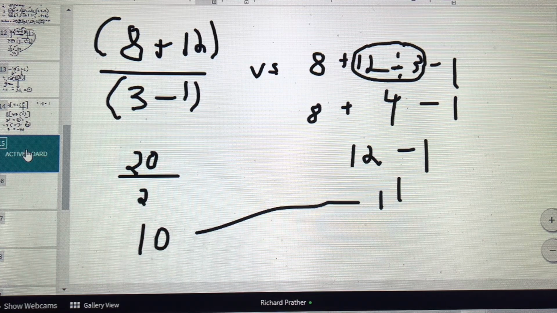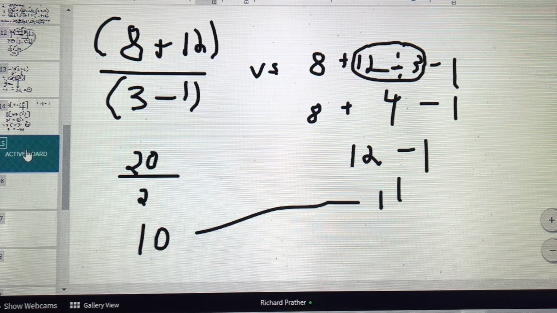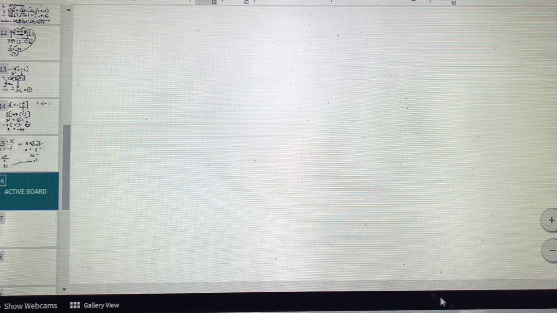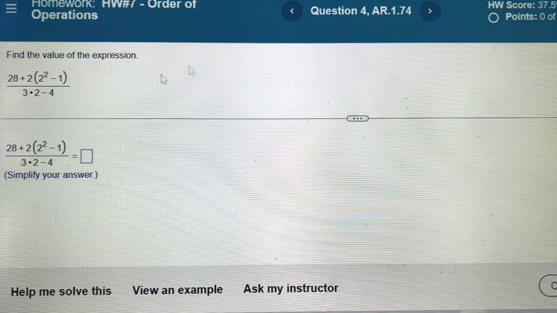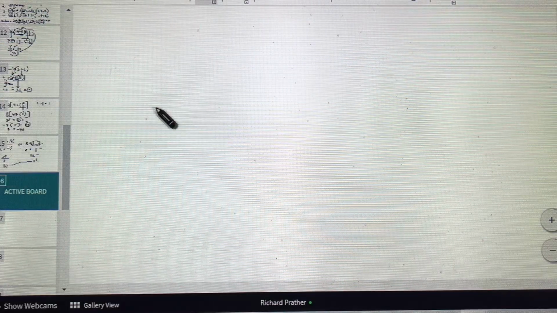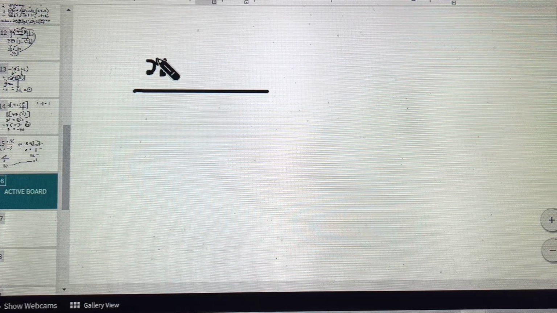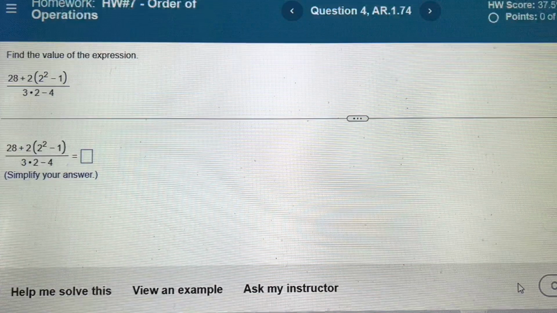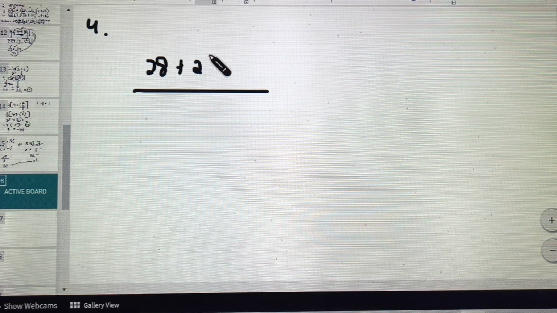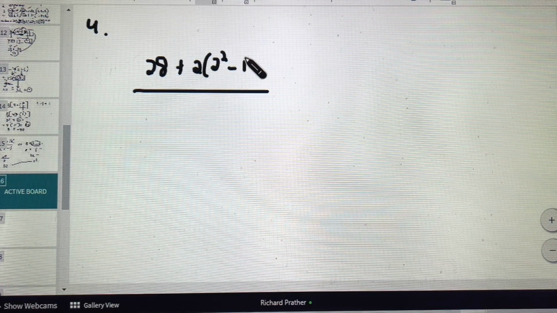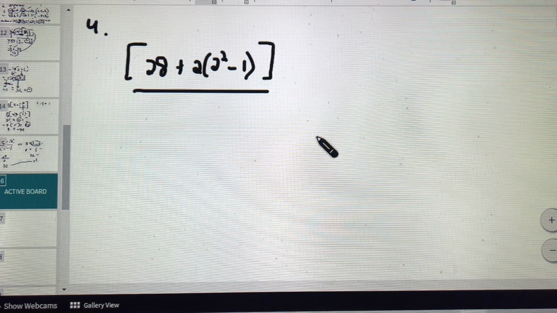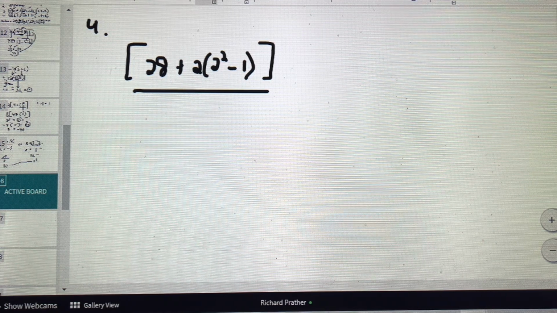I got the top down to a single number, 20. I got the bottom down to a single number, 2, and then I divided 20 by 2. It's just kind of an exception to the rule of order of operations. So our problem number 4 has a fraction, 28 plus 2. Then there's a parenthesis for 2 squared minus 1. But it's understood that there's like a big bracket around this entire numerator. I have to get that all the way down to a single number before I worry about anything else.